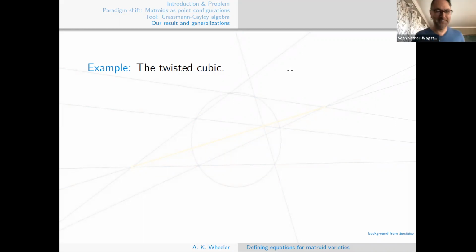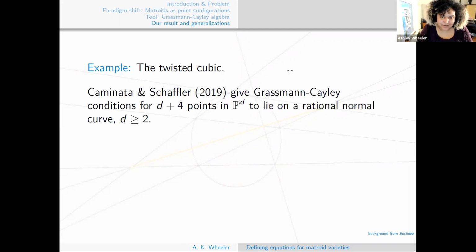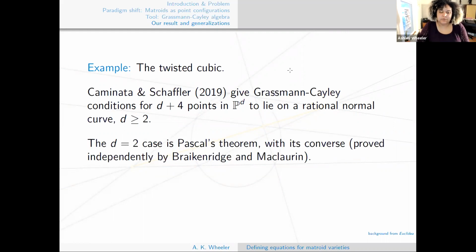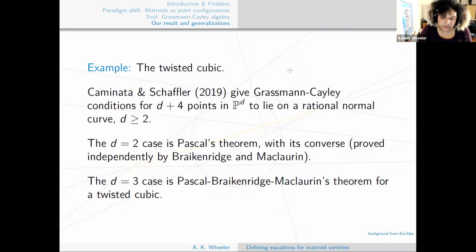All right, so here's the example. First, I'm not going to formally state Caminata and Schaeffer's result because it's really technical and there's a lot of notation in it. But to summarize, they give Grassmann-Cayley conditions for d plus 4 points in P^d to lie on a rational normal curve when d is greater than or equal to 2. When d equals 2, the theorem is Pascal's theorem, along with its converse, which was proved independently by Braikenridge and Maclaurin. And then the d equals 3 case is the same theorem, but for a twisted cubic.